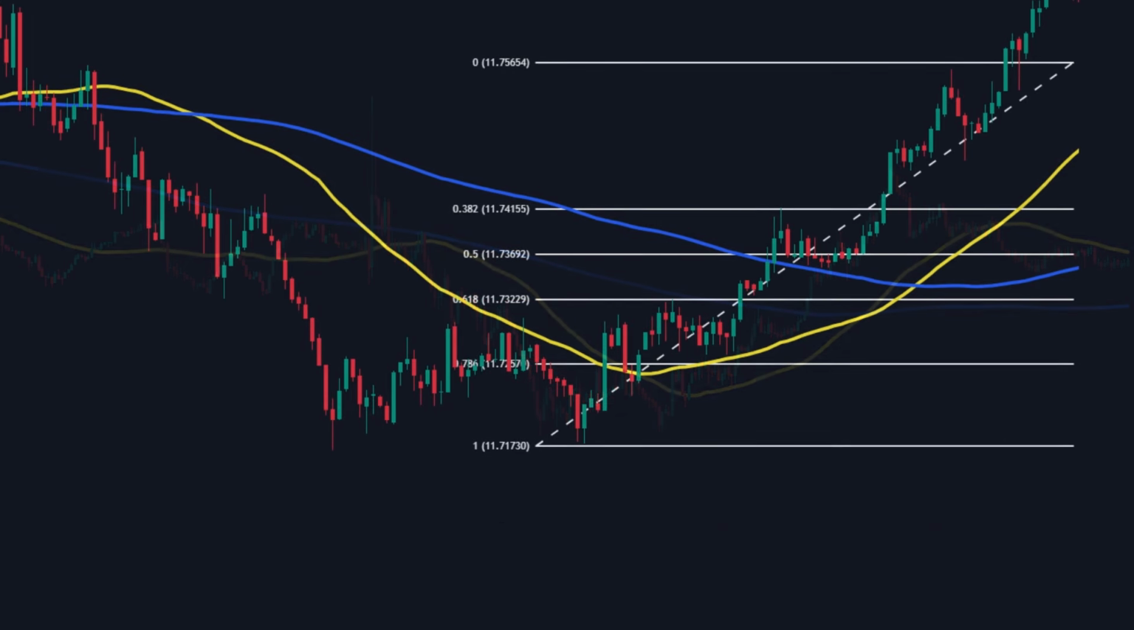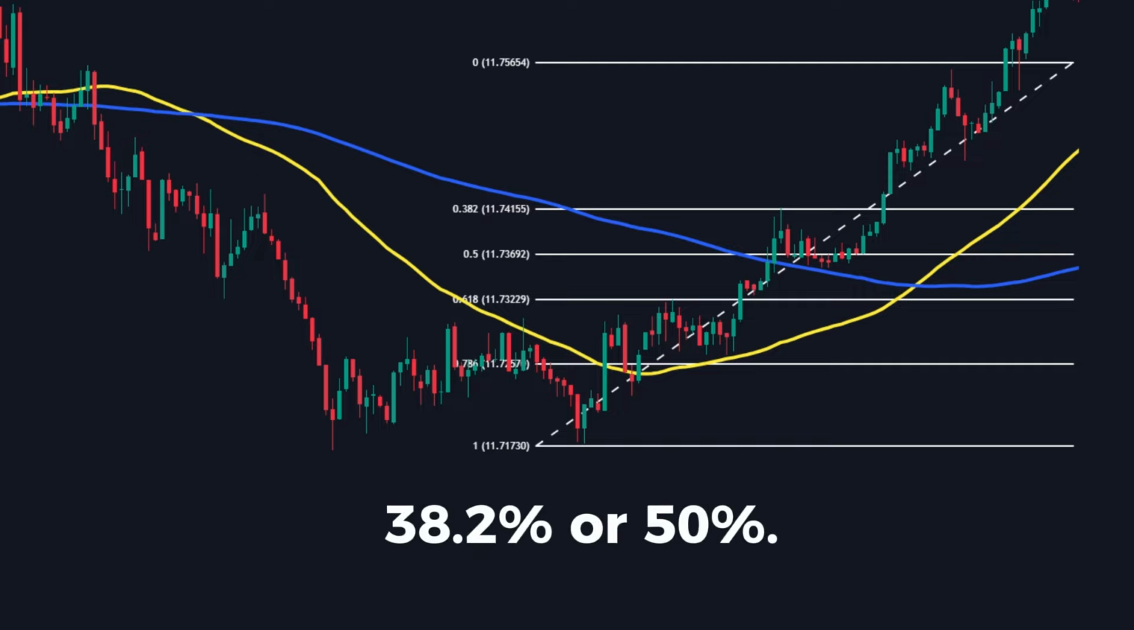Use Fibonacci retracement. If the price pulls back after the crossover, consider using Fibonacci retracement levels, such as 38.2% or 50%, to find an entry point. This strategy can improve your risk-to-reward ratio by entering closer to a support level. By combining these steps, you increase your chances of entering the market at the most opportune moment, maximizing your potential for profit while managing risk effectively.